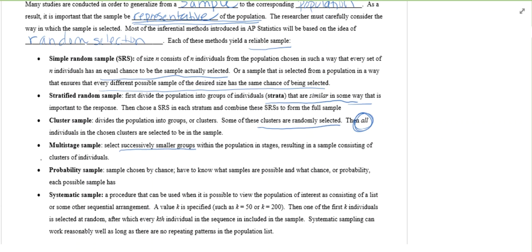All right, systematic sample. It's a procedure that can be used when it's possible to view the population of interest as consisting of a list or some other sequential arrangement. Okay, a value k is specified such that k equals 50 or k equals 200. Then one of the first k individuals is selected at random, after which every kth individual in the sequence is included in the sample. Systematic sampling can work reasonably well as long as there are no repeating patterns in the population list.